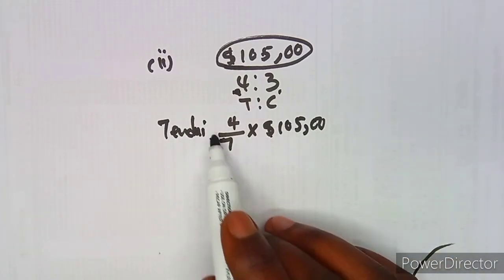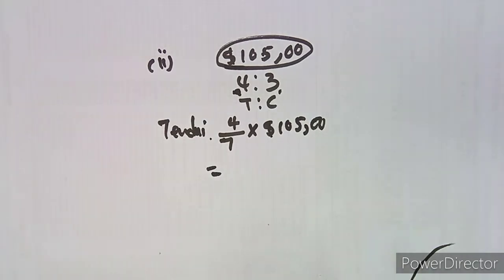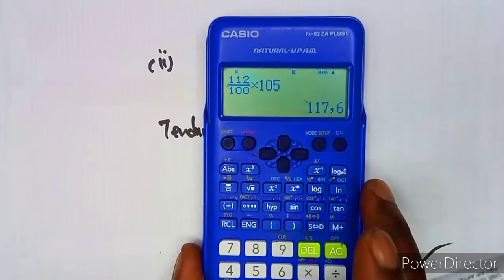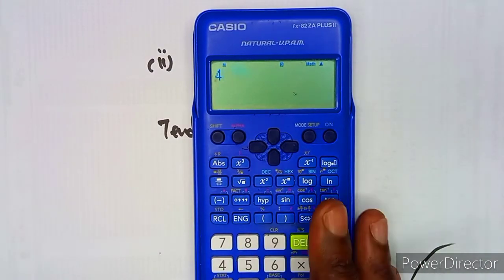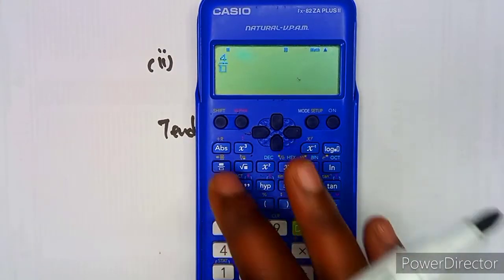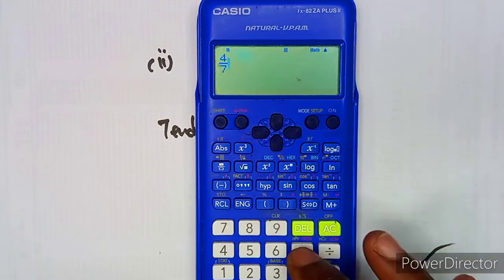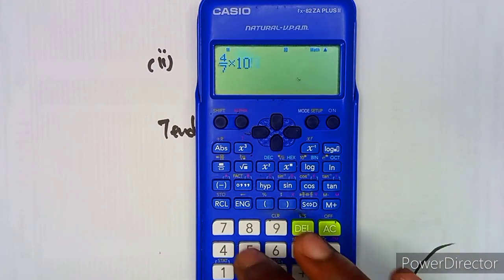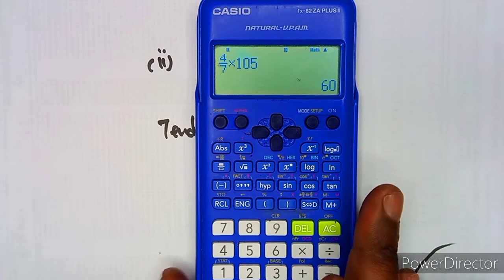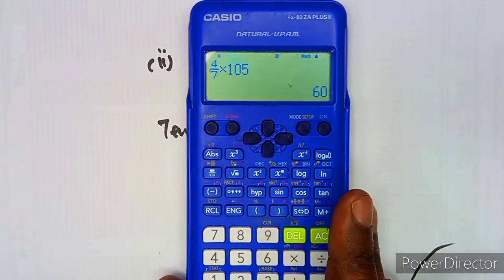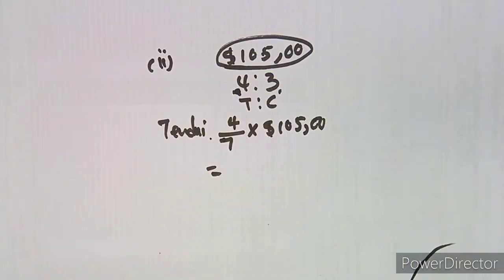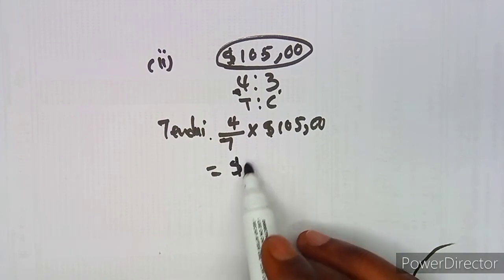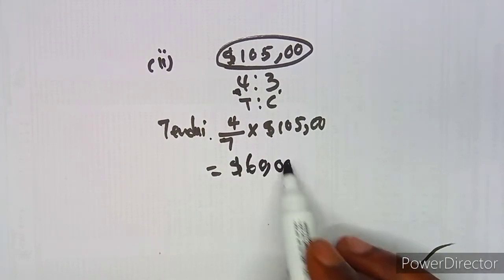You can just use your calculator in this case to obtain this amount, 4 over 7 times 105, because this is paper 2, guys. You might come out of the exam without even using the calculator, so when you have a chance to use it, you have to apply it. So you're going to obtain $60. So Tendai is going to have $60.